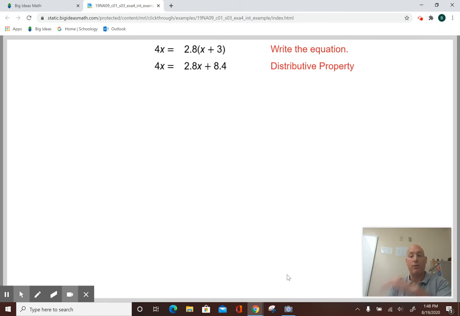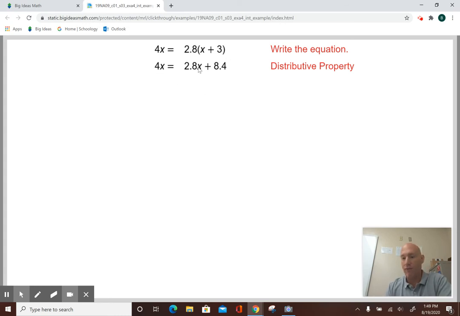So now we're solving. We're going through our steps of solving. Unfortunately, this showed it. I apologize. Maybe I double-clicked it. First thing you look for is to simplify each side. Nothing to do on the left side. The right-hand side, we need to distribute the 2.8. 2.8 times x gives us our 2.8x. 2.8 times 3 gives us our 8.4.